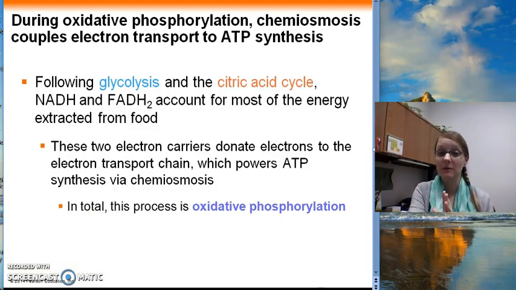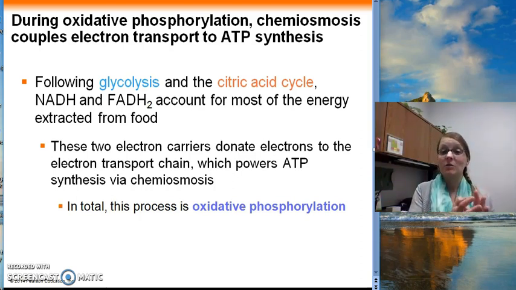Okay, so a little bit of a review here for this slide. Remember that when we finish glycolysis and the citric acid cycle, it's really the NADH and the FADH2 that are carrying those high energy electrons that account for most of the energy that has been extracted from that glucose molecule or from your food. Those two electron carriers, what are they going to do with those electrons?